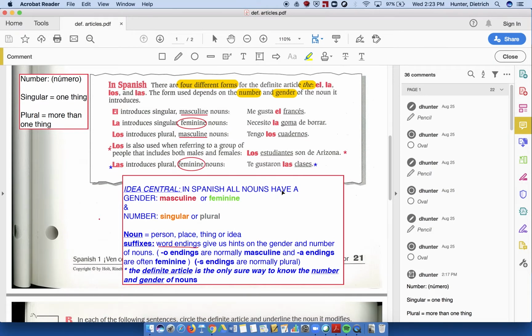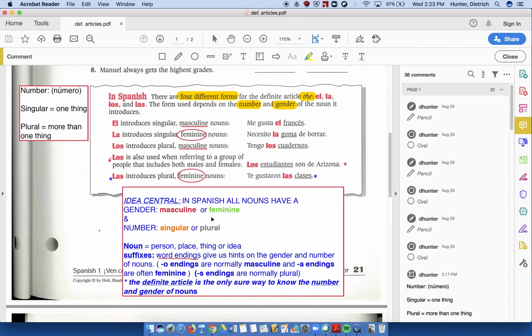In Spanish, all nouns have a gender and a number. Gender refers to masculine or feminine. Number refers to singular or plural. Now, as we look at this, we want to realize that we're not talking about just living things. We mean all nouns. That's a person, place, thing, or an idea.